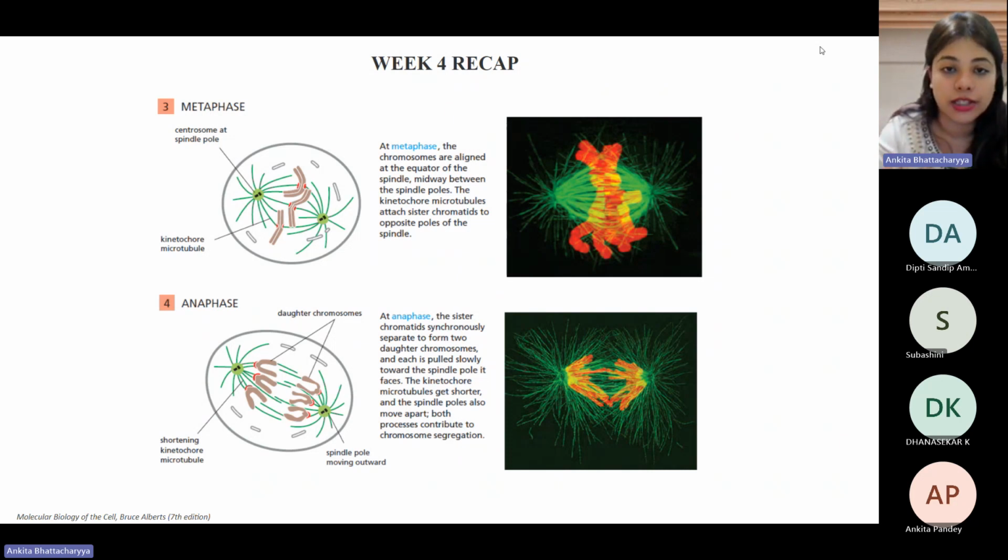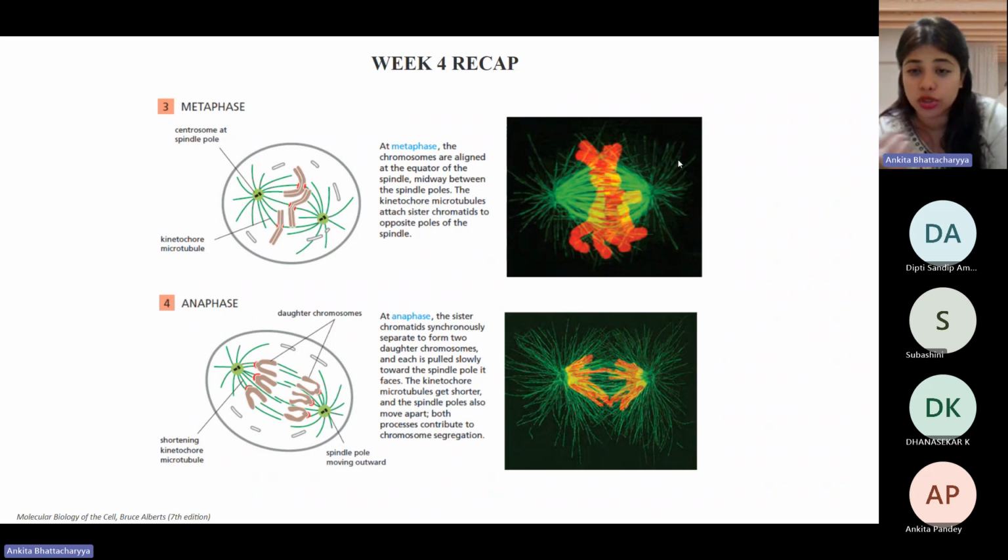Coming to the legend, at the point of metaphase, the chromosomes are aligned at the equator of the spindle, midway between the two spindle poles. You can see that in the fluorescence micrograph, the red representation, which is for chromosomes, shows that they are all aligned at the center, and you can see a huge number of microtubules associating with these kinetochores. What you see in yellow is not a separate stain, it's just the overlap between the two, because these are positions where both the DNA as well as the microtubules are fluorescing, leading to generation of a different color.